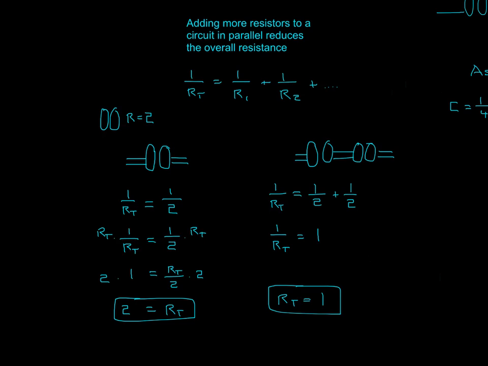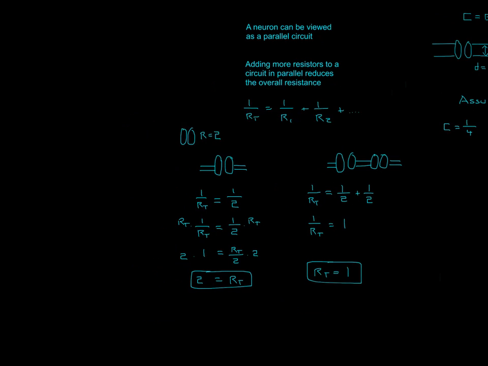So RT equals 1. Notice how when we added another ion channel, the total resistance actually decreased, because over here it's 1, but when we only had one ion channel, it was 2. So I hope that proves the point, and therefore on an exam, you can get this question right: when you add more ion channels, the overall resistance decreases.